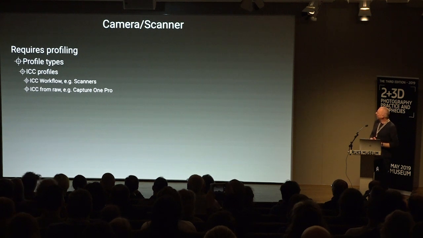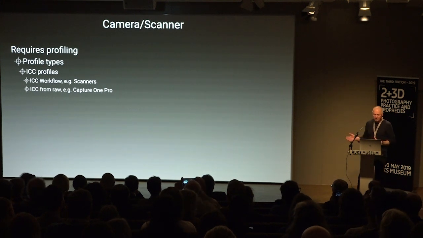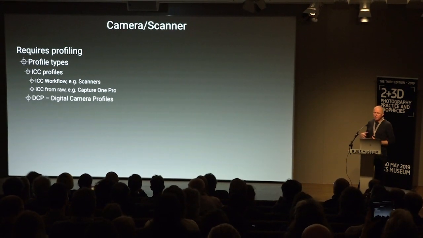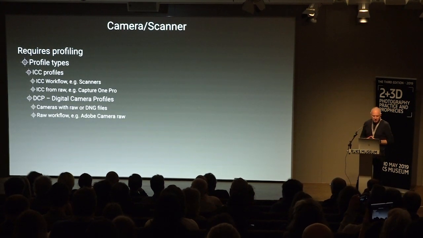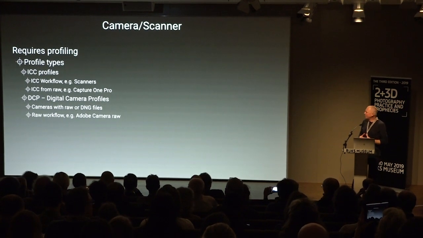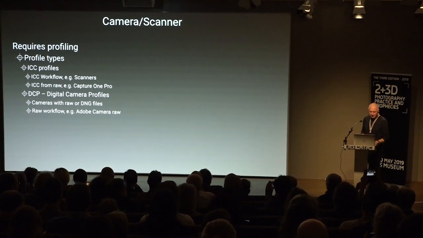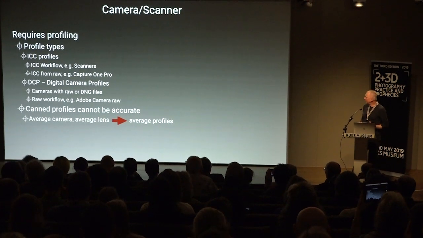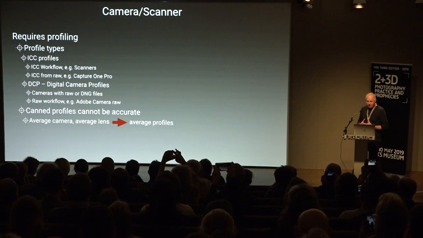Next portion that we want to cover here, camera. It requires profiling, as Roy pointed out already. We have different types of profiles. We have an ICC workflow for TIFF JPEG images. We have a DCP or a RAW workflow with digital camera profiles. These are fundamentally different, and you have to look at your workflow, what is required there.